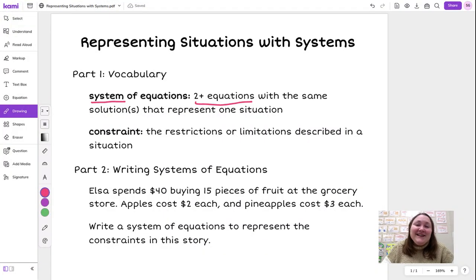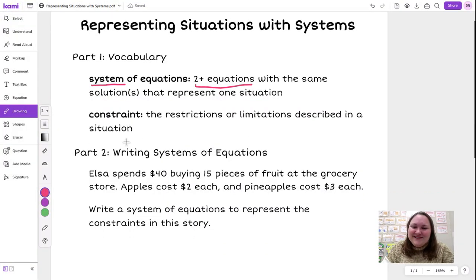For example, if I tell you Bob makes $15 an hour, that's a limitation. He does not make more than that. He does not make less than that. With systems, it's important to identify that there will be two different constraints, two different groups of information, and we can use that to help us write our equations.